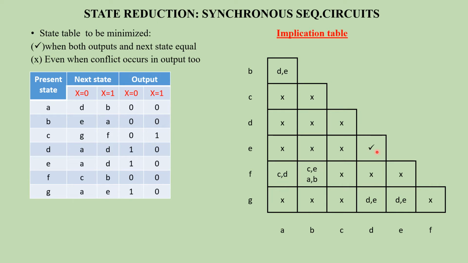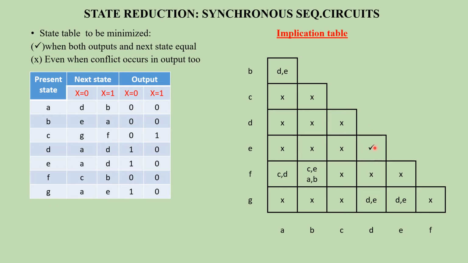Now I'll just tell you why there is a tick mark here. D and E are exactly equal, right? We saw it earlier. Both the outputs are equal as well as the next states are equal. So this is a perfect equivalent state. So we are putting a tick mark, right?